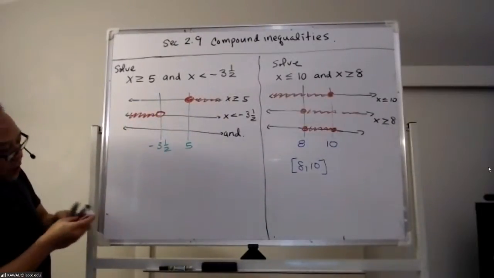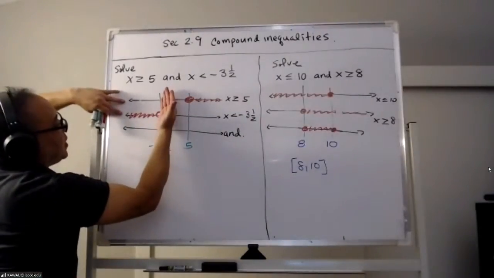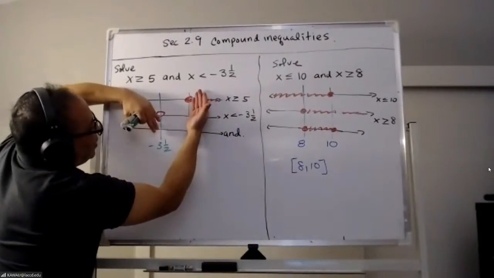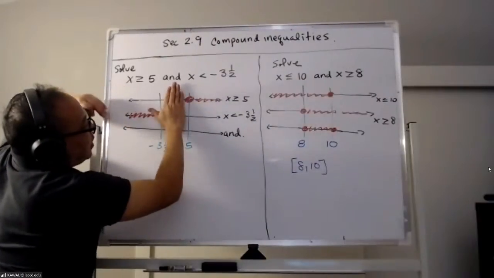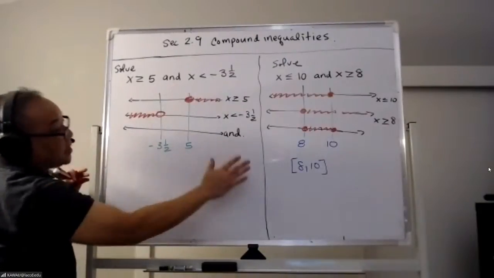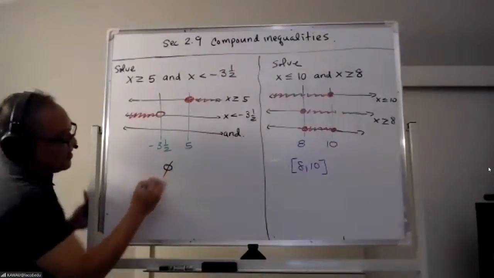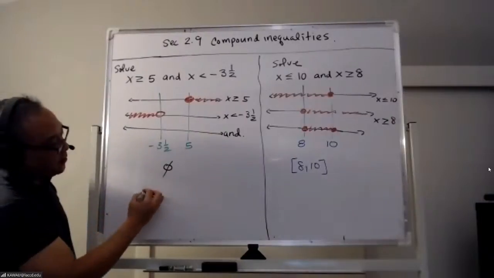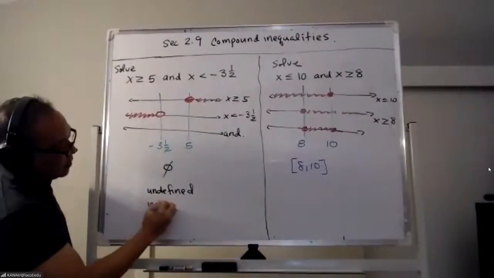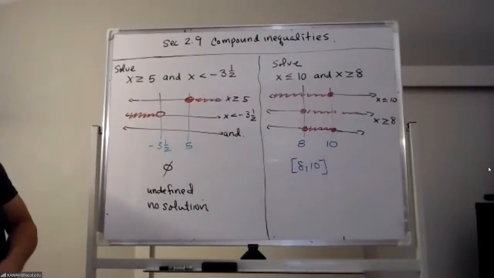Okay. So let's look at these 3 intervals. Are both of these shaded in? And the answer is no. Are both of those shaded in? And the answer is no. And are both of those shaded in? And the answer is no. So nothing is shaded in. So the way we write nothing is this. So this is the symbol for undefined. Sometimes people call it no solution. Sometimes in some books they'll call it empty set.